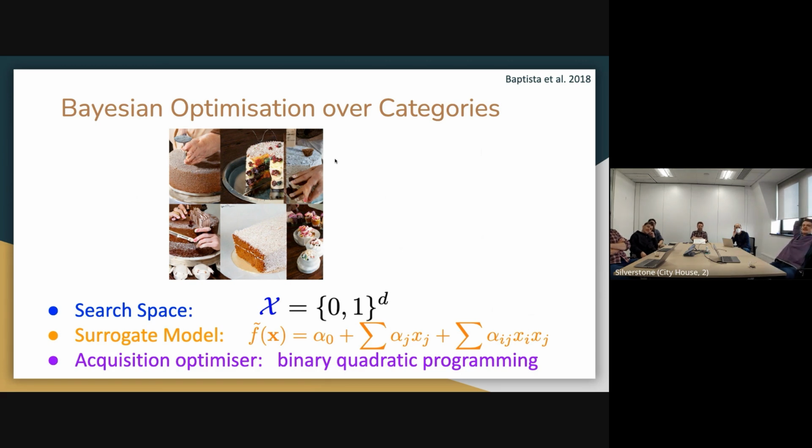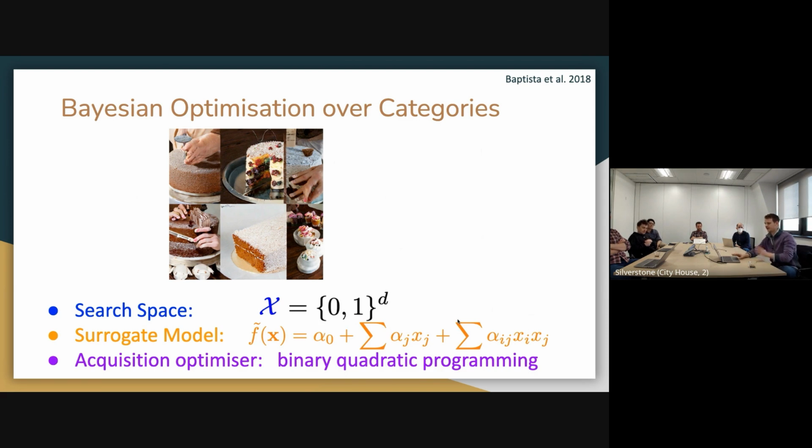But this is a problem where you've got lots of binary decisions, essentially. Like, should it be a chocolate cake? Should it not be a chocolate cake? Should I put in vanilla? Should I not put in vanilla? And there have been some very powerful methods for this sort of problem, custom designed basically to deal with this weird search space. So you can have a surrogate model here, which is just a Bayesian quadratic model. And it turns out if you do that, you can use a very powerful acquisition optimizer, binary quadratic programming. So you can solve this very, very quickly and very efficiently.